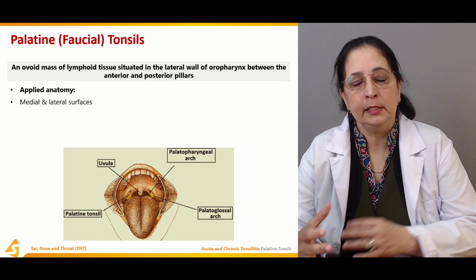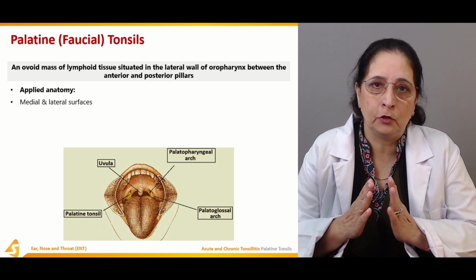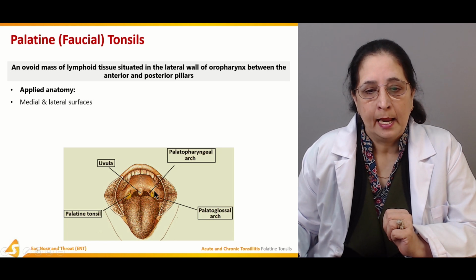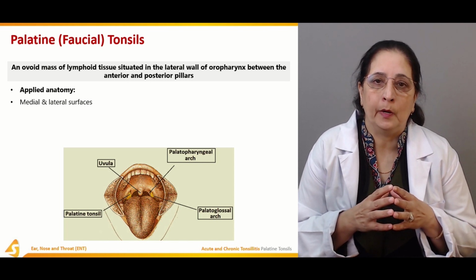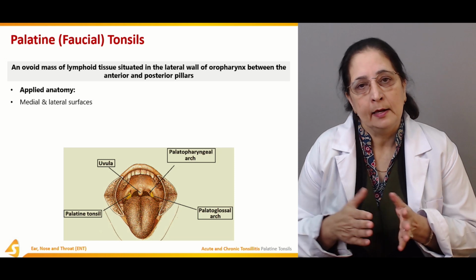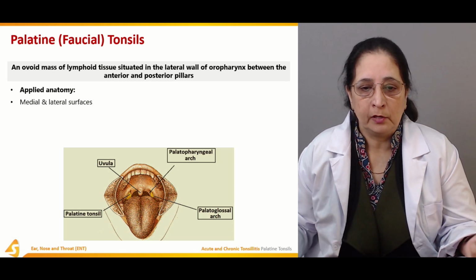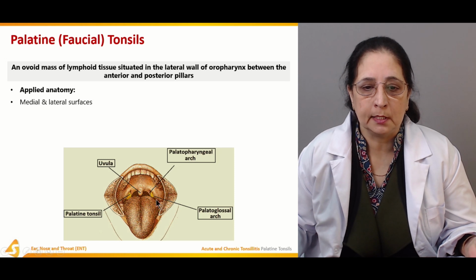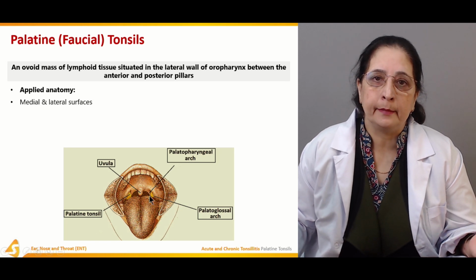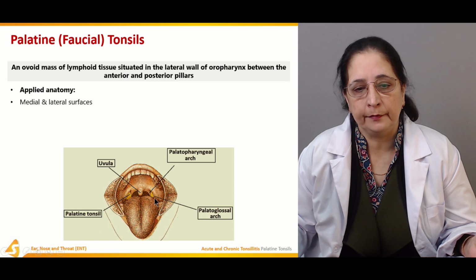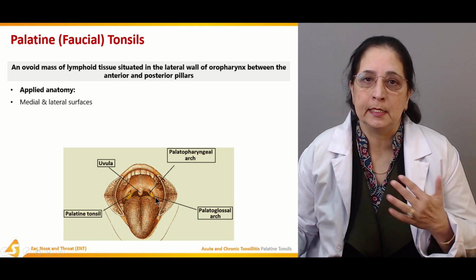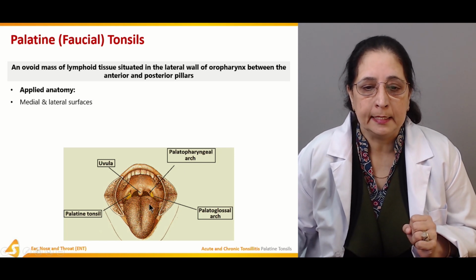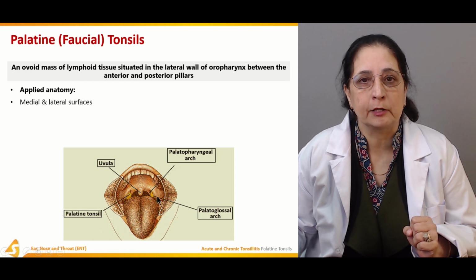The applied anatomy: they have two surfaces. The tonsils have the medial surface and the lateral surface. Remember, the medial surface or medial part is the part that is close to the midline. Lateral is away from the midline. So roughly if we see this palatine tonsil here, the part towards the midline is considered the medial surface, and the lateral surface is away from the midline.